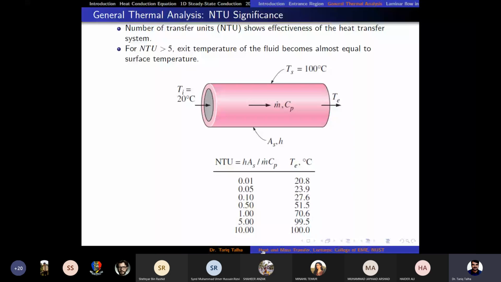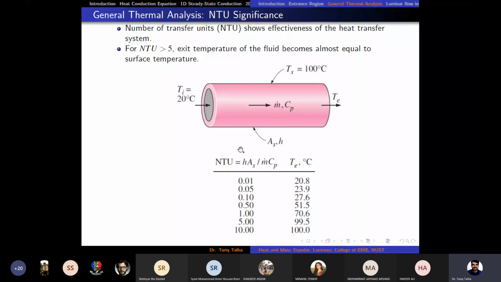So it means that if NTU value is around 5, or less than 5 and more than 1, we have managed to get the maximum heat transfer. So there is no point of increasing the NTU value beyond 5. So the feasible value is maybe 3 to 5. Even 3 to 4 is a very good feasible value for NTU.